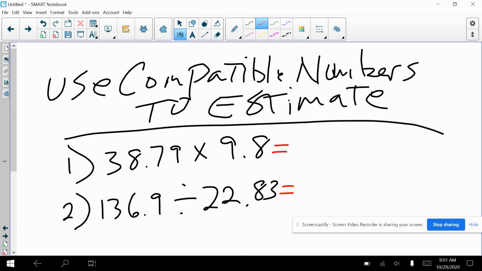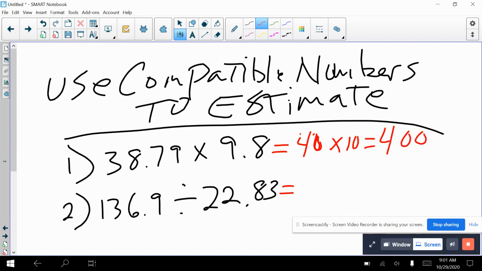All right, what do we get for number 1? What are your compatible numbers for number 1? Emma? Okay. 40 and 10 will give us 400. I would agree with that.